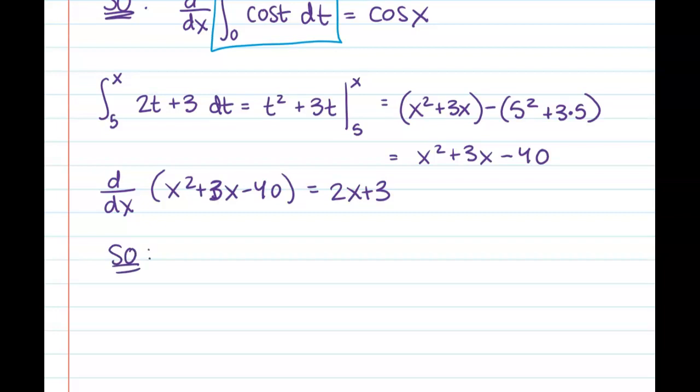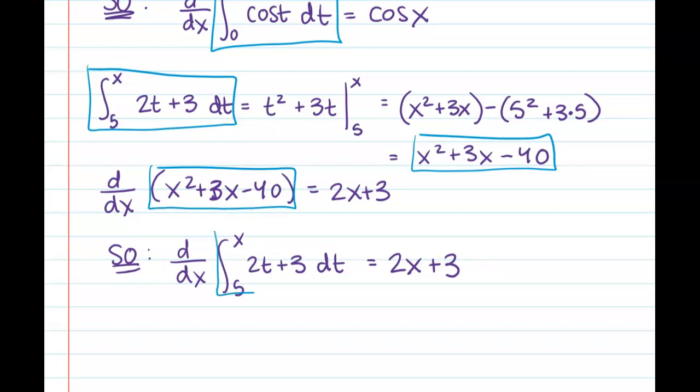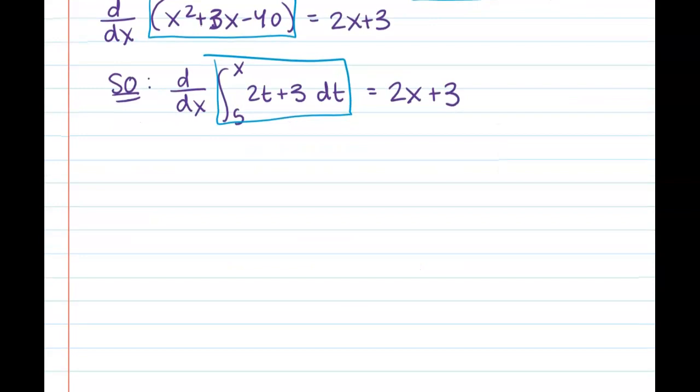So it must be true that the derivative of that original integral from 5 to x of 2t plus 3 dt is 2x plus 3. So again, we took this integral and we got x squared plus 3x minus 40. We took the derivative of x squared plus 3x minus 40 and got 2x plus 3. So if we differentiate that original integral, we should also get 2x plus 3. So now we have a rule. Rules are nice.